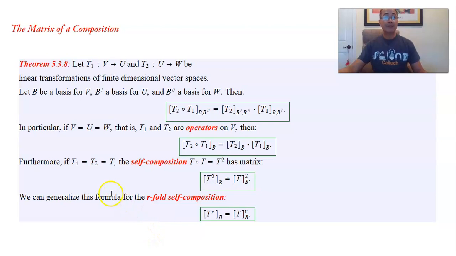Now, something even more special happens if T1 and T2 are actually the same transformation, that is, if it is an operator. Then T composed T will be T squared, and the matrix of T squared is just the square of the matrix of T. So if you can take one self-composition, you can take another, and another, and so on. You can take a total of r of them, and it's basically just the rth power of the matrix.